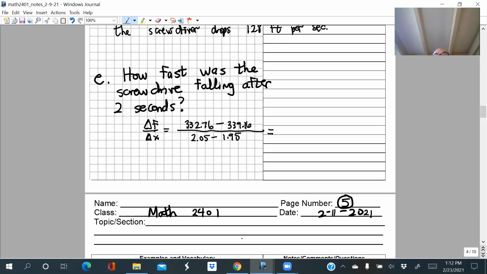So can y'all do this arithmetic for me quickly? You have a calculator. This one's pretty easy on the bottom. That looks like 0.1, right? And the top is negative 6.4. Wait, no, you're right. I'm sorry. Minus 6.4. So we get, oh, this is nice, minus 64. Wow.